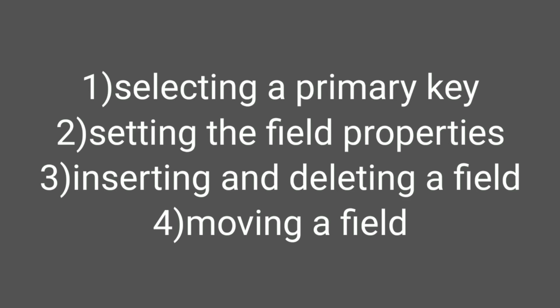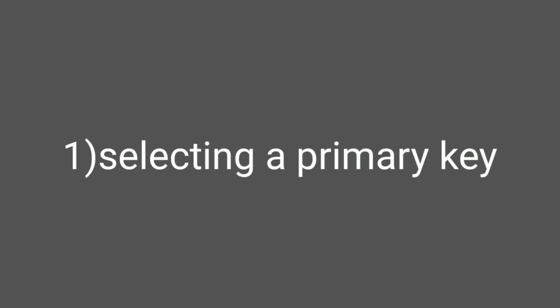Editing a table means it will include selecting a primary key, setting the field properties, inserting and deleting a field, and moving a field. These are the things that we are going to study in how to edit a table. So once again, editing a table means it will include topics like selecting a primary key, how to set the field properties, how to insert and delete a field, and how to move a field. So first let us study how to select a primary key. This is the first editing method that we are going to study.